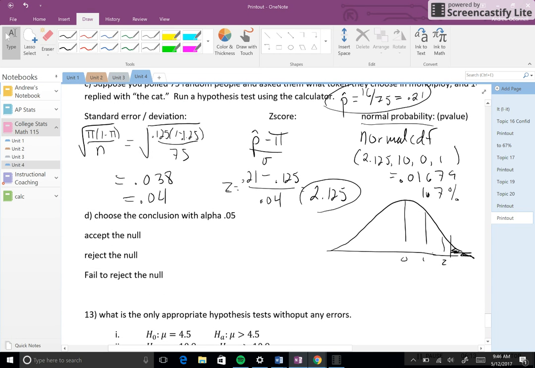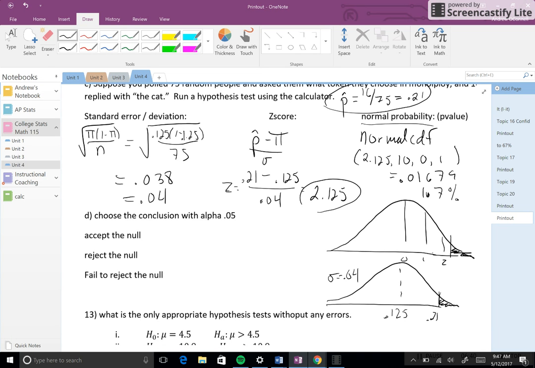You also could have put in the actual mean of 125 there, standard deviation of 0.04, and then you actually would have gone up to see where 21% was. You could have done that as well. Either way, the normal CDF function is going to give you about 1.7%.